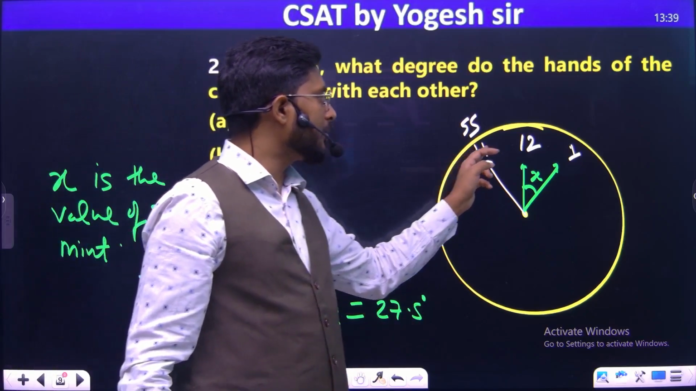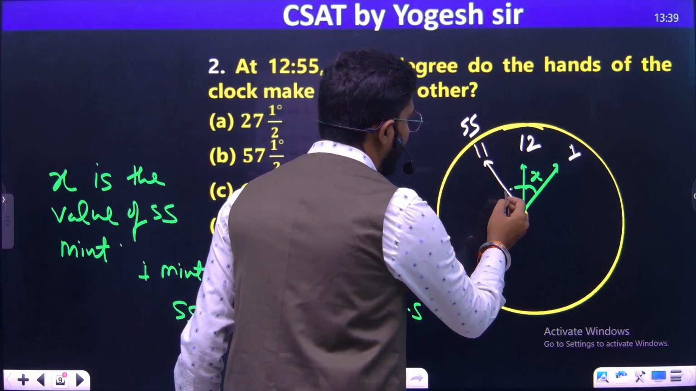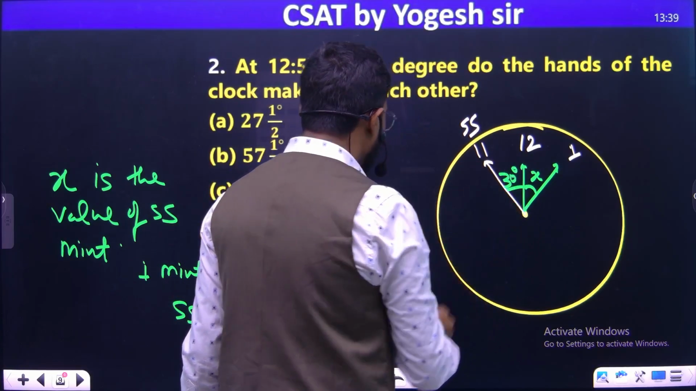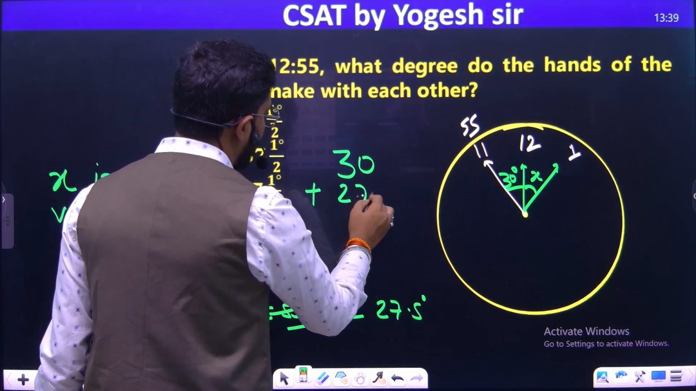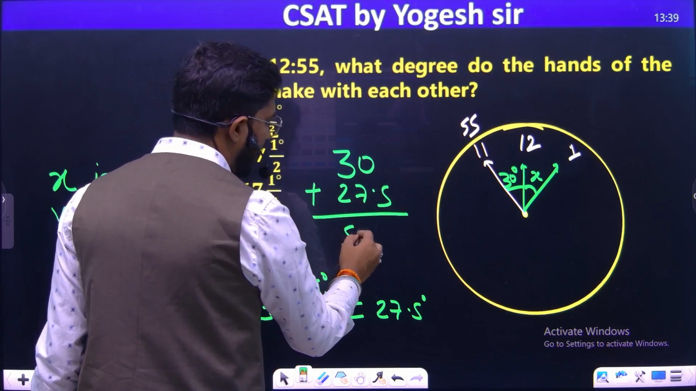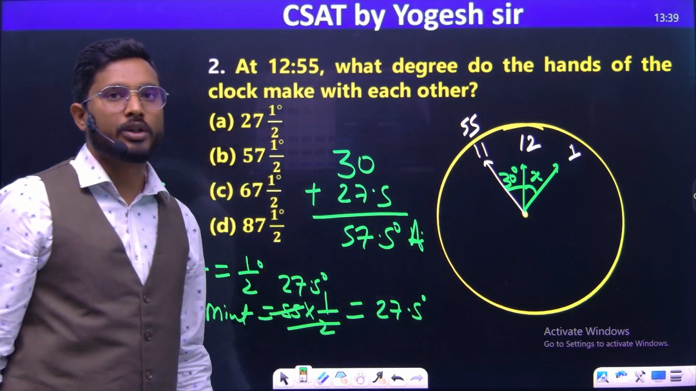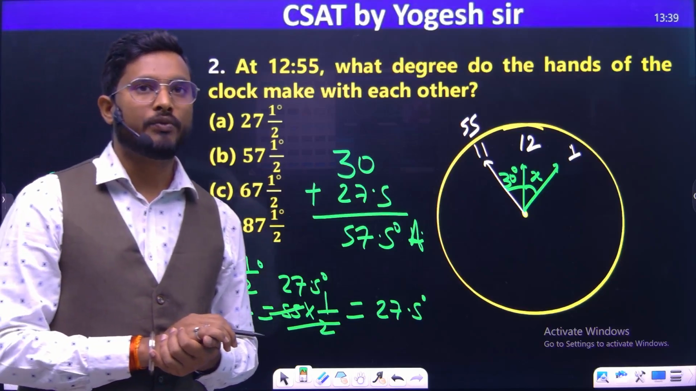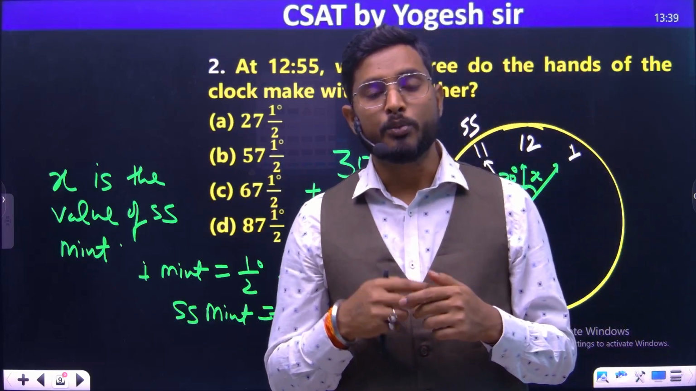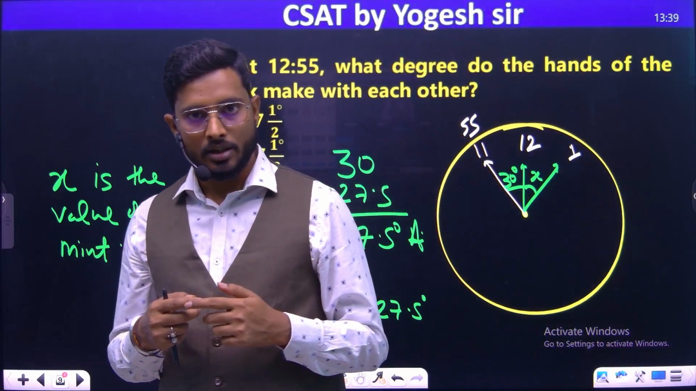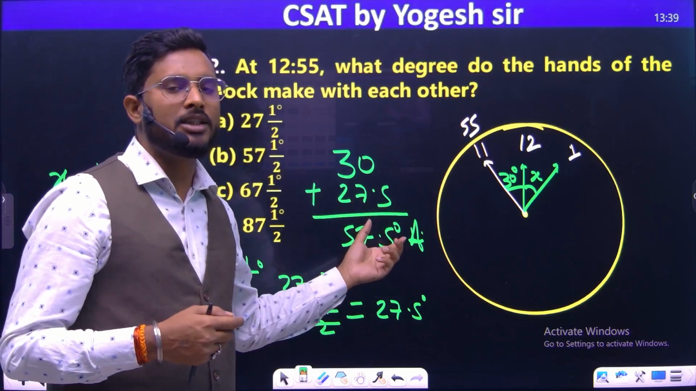And the angle between two consecutive numbers is always 30 degrees. So the answer is 30 plus 27.5, that is 57.5 degrees. That is the answer for this question. We have to learn about the movement of the hour hand, and you can see that it is a very easy process.